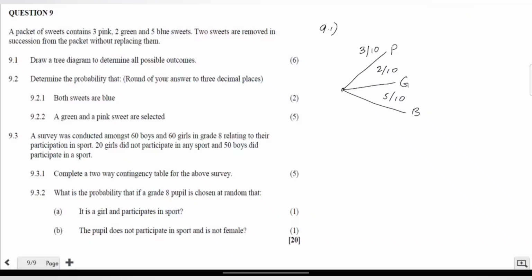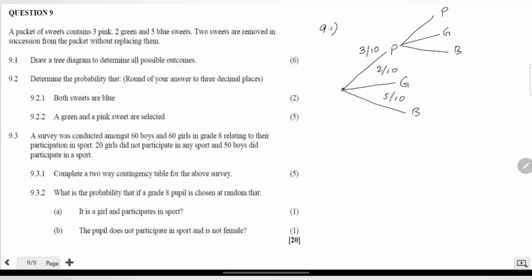Look here. Along the first branch, that is P, what does this mean? If the first one that I selected is pink, then the second one can be any one of these. Did you see that? It can be pink again, or green, or blue.